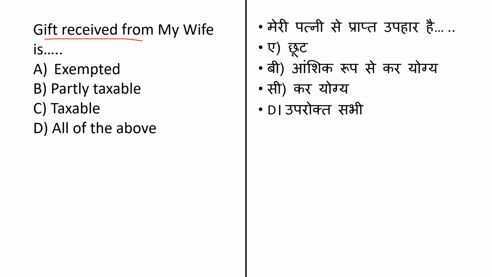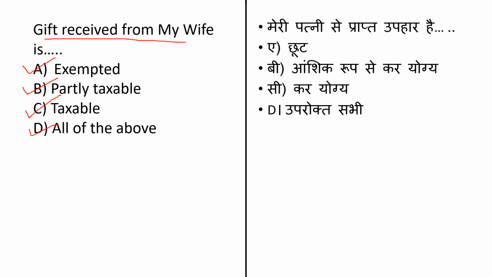Gift received from my wife is, and the options given are exempted. Exempted means where you don't have to pay any tax. Second option is partly taxable, means there will be a limit. Up to that limit you don't have to pay any tax. Beyond that limit you have to pay the tax. That is partly taxable. Third option is taxable, where whatever you are receiving will be taxable. And the last option is all of the above.